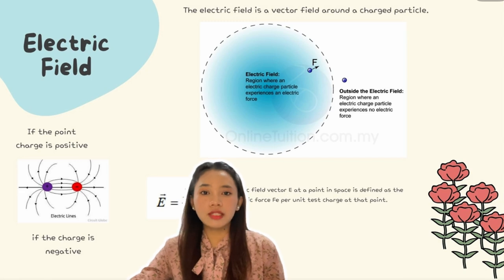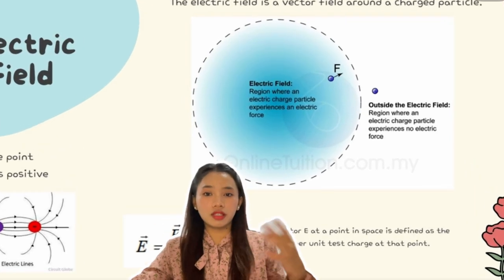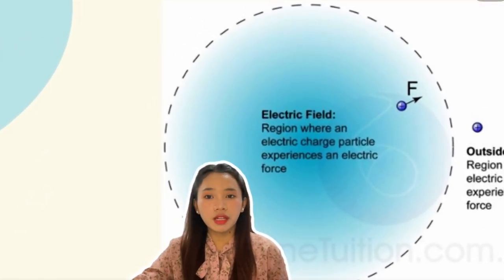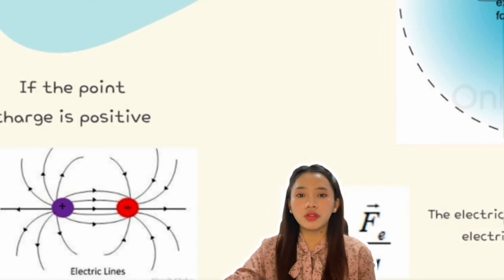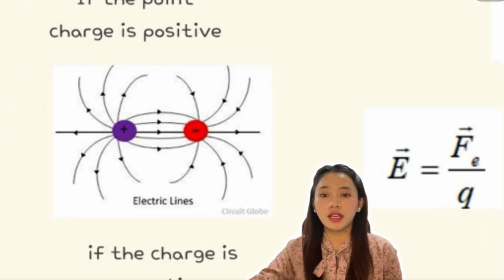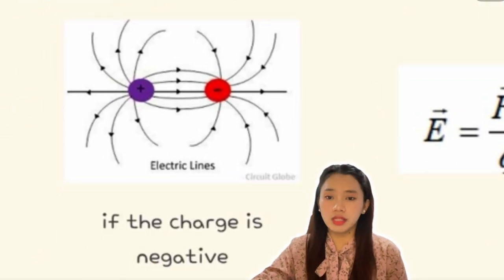The electric field is a vector field around a charged particle. It shows the force that a positive charge would feel at any point in space. If the source charge is positive, the field points away. If it is negative, the field points inward.